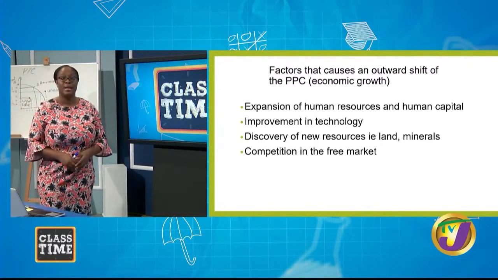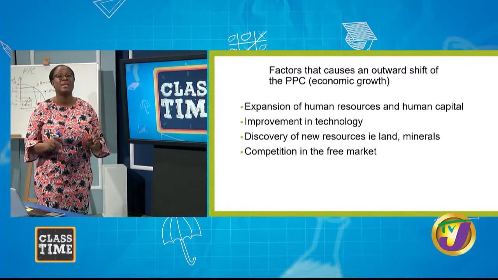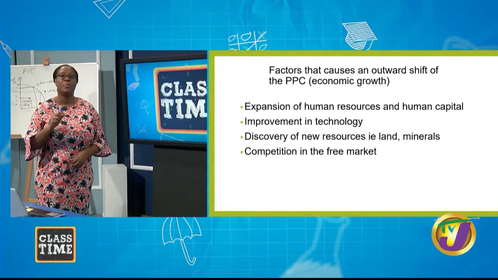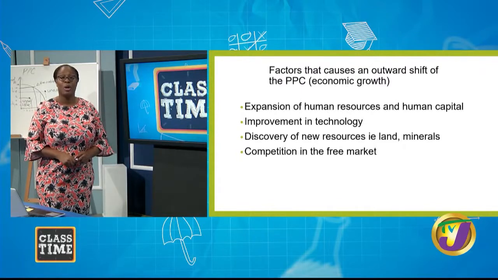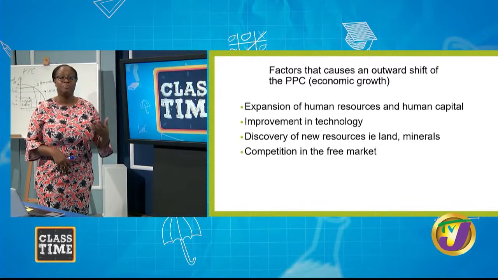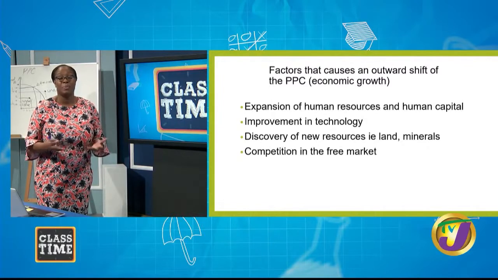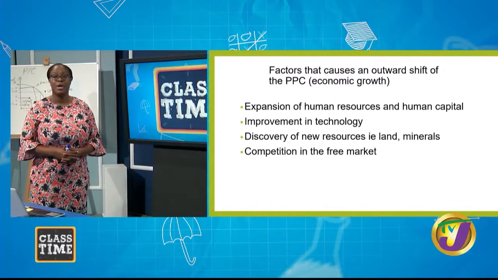Another factor that can cause the PPF to shift outwards is an improvement in technology. Now remember that in our example before, there was a point that was unattainable given the level of technology. Now if there's an improvement in technology, look at what is happening now. Things are not slow and certain machinery are now obsolete. So you're able to produce faster, more efficient, and of course increase your level of output.